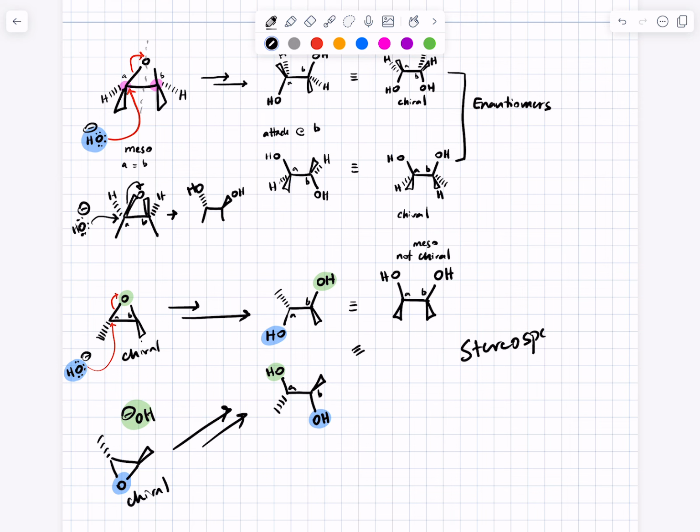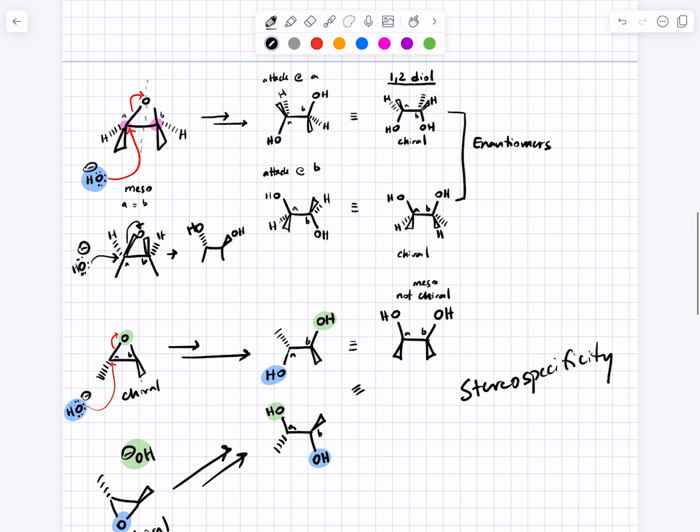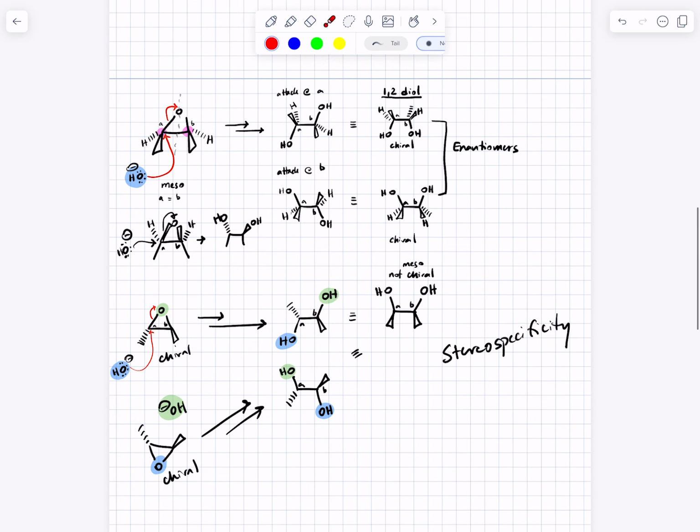And it refers to reactions that have mechanisms that only allow specific stereochemical outcomes. You can tell when a reaction is stereospecific because if you change the stereochemistry of the starting material, the stereochemistry of the products must change as well. Notice the relationship between these two starting materials. The meso epoxide and this pair of enantiomers here, those are diastereomers of each other, right?